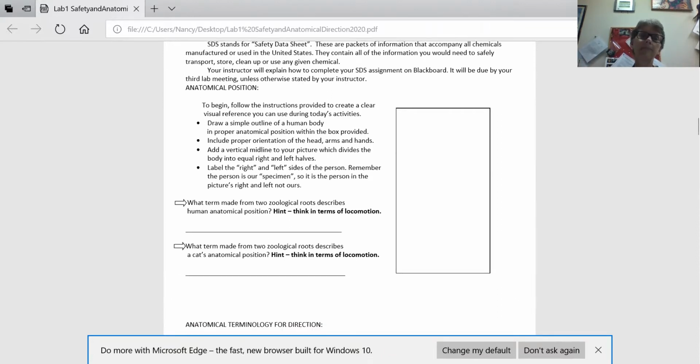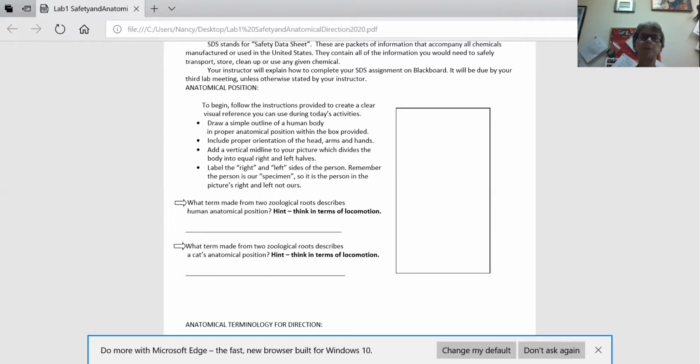Next up again is that SDS assignment. We went over that. And now we start talking about anatomical position. It's really important that you understand what anatomical position is, because all of the nomenclature and the movements are based off of standard anatomical position.